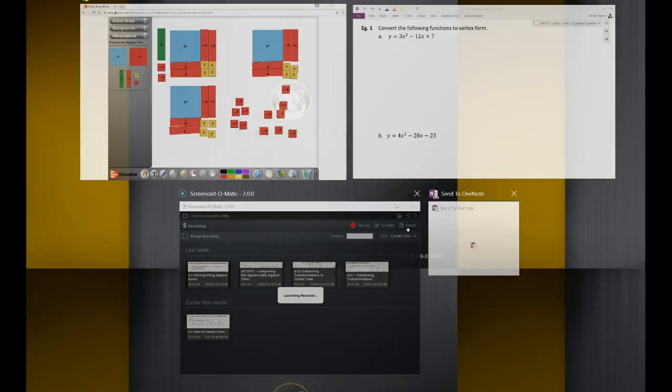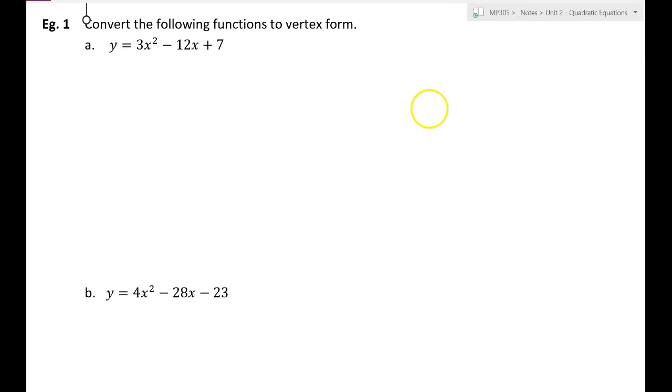So what does this look like algebraically? Well, we go back over here. The first thing we do is factor out that 3. We're left with x squared minus 4x, and we leave that plus 7 on the outside. Now notice I've got this space here. That space is because I'm going to be adding in those extra ones.